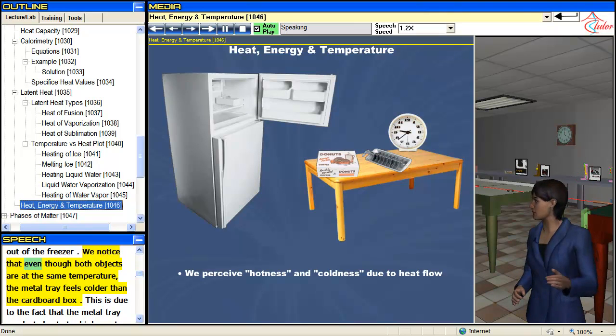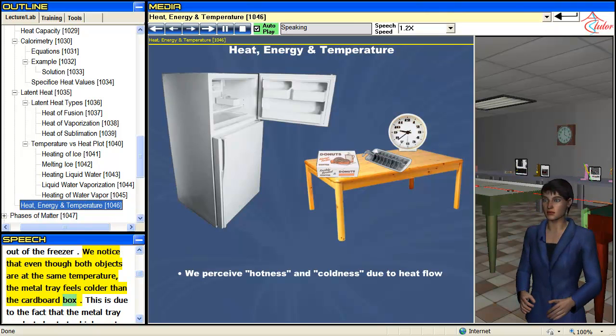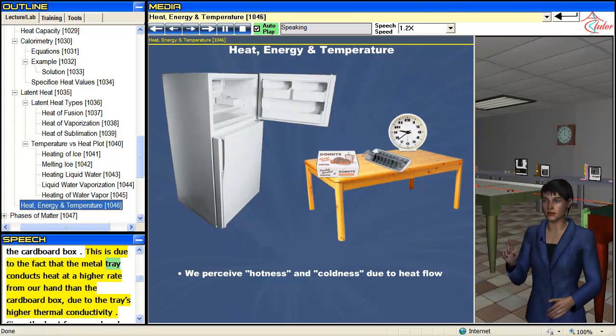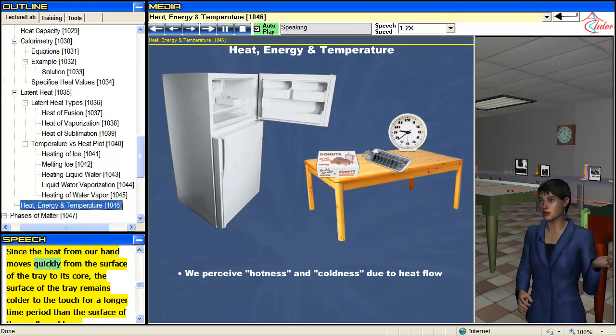We notice that even though both objects are at the same temperature, the metal tray feels colder than the cardboard box. This is due to the fact that the metal tray conducts heat at a higher rate from our hand than the cardboard box, due to the tray's higher thermal conductivity. Since the heat from our hand moves quickly from the surface of the tray to its core, the surface of the tray remains colder to the touch for longer time period than the surface of the cardboard box.